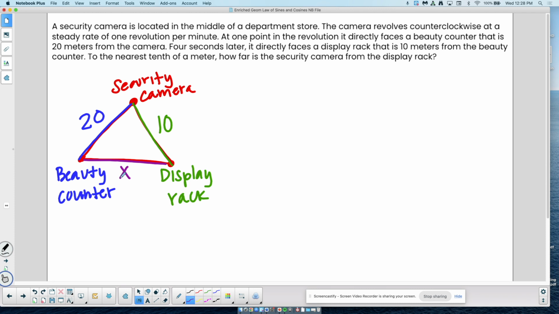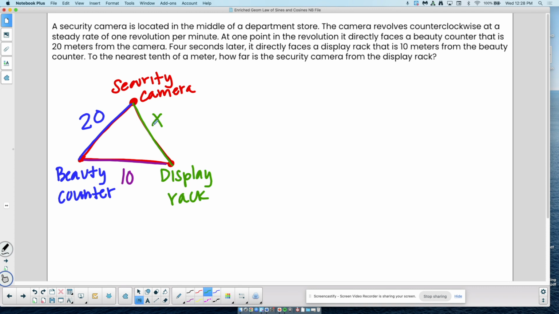Oh, I messed it up. Sorry, folks. Can we reverse? I read it wrong. This is 10. And we're looking for how far away the security camera is from the display rack. My fault. There we go. That's the right picture we want.